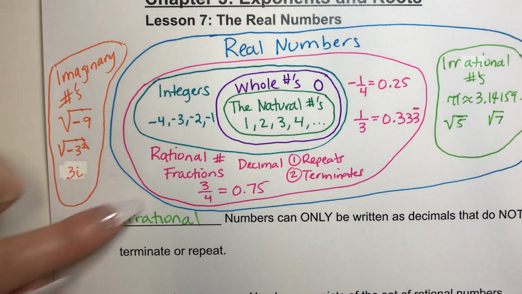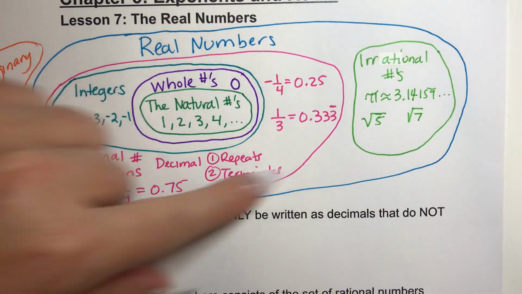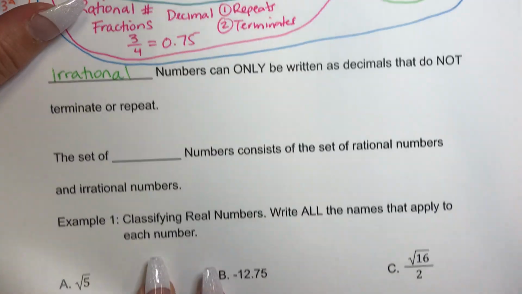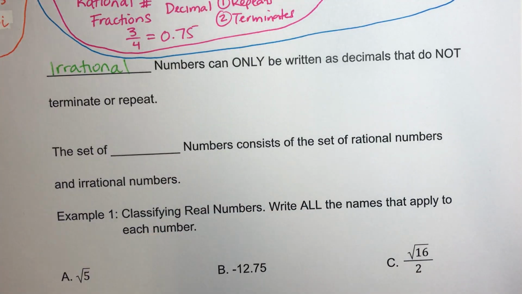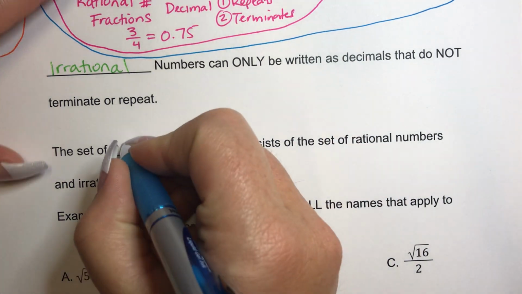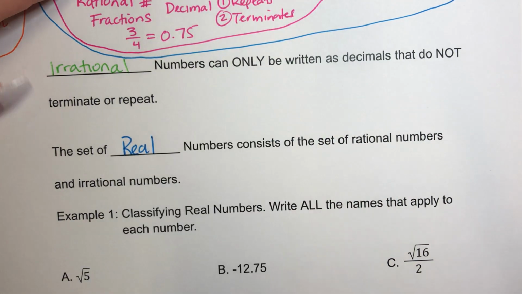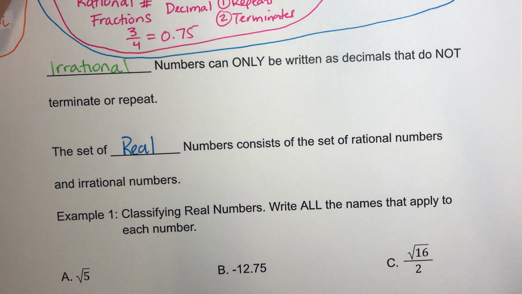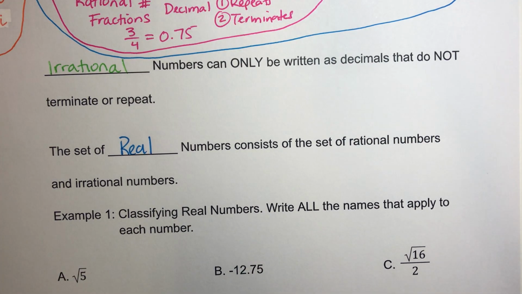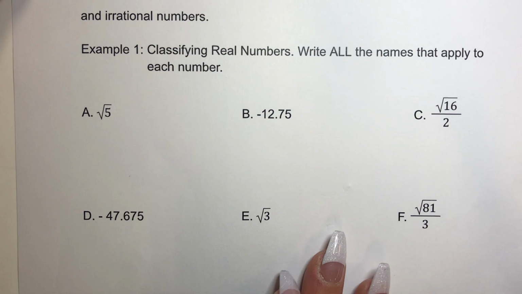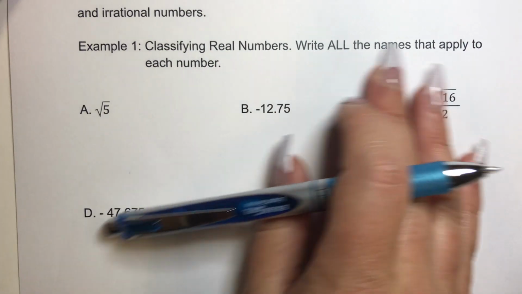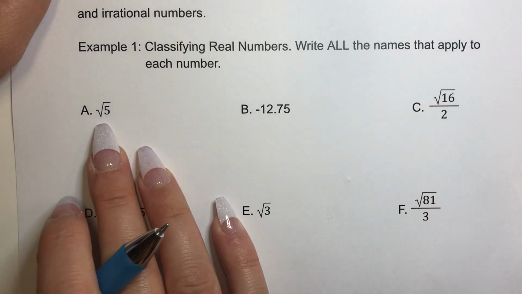All right, so we are going to stick in this real numbers realm, okay? So here it says the set of real numbers consists of the set of rational numbers and irrational numbers. Okay, let's go ahead and look down here at some examples. Example 1, classifying real numbers. Write all the names that apply to each number. So square root of 5.